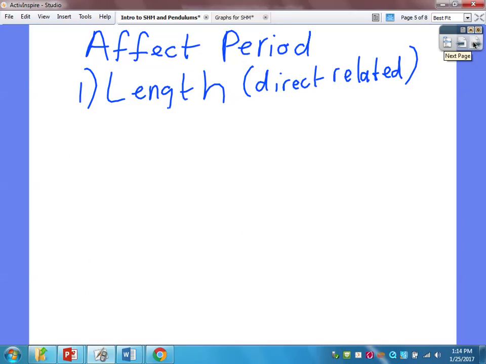One is the length. The length of the string will change the amplitude. The length will change the, not the amplitude, sorry. Length will change the period. And so what do we have to think about here? If I draw out two pendulums, let's say they both are brought up to the same angle, so basically the same amplitude, same amplitude start, and they both have the same mass at the bottom, so everything's staying constant. Which one will complete an oscillation faster?